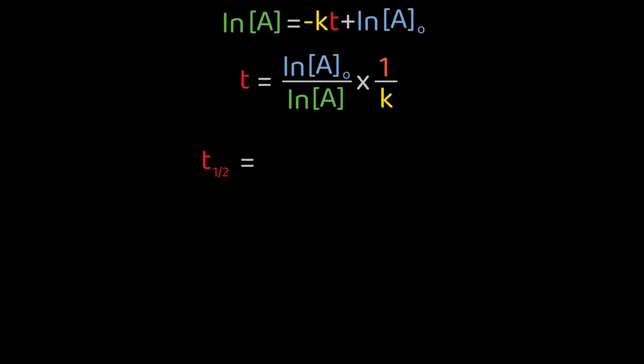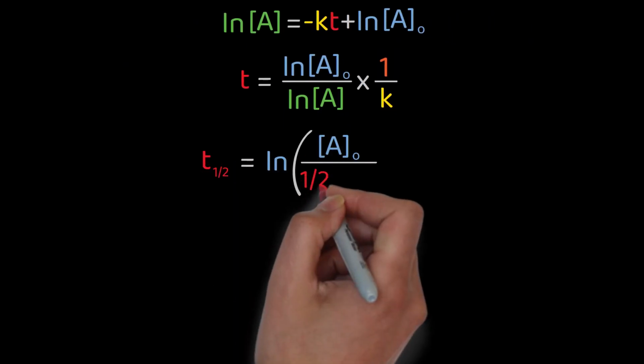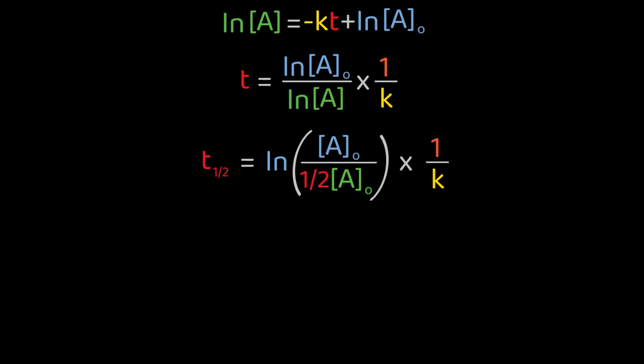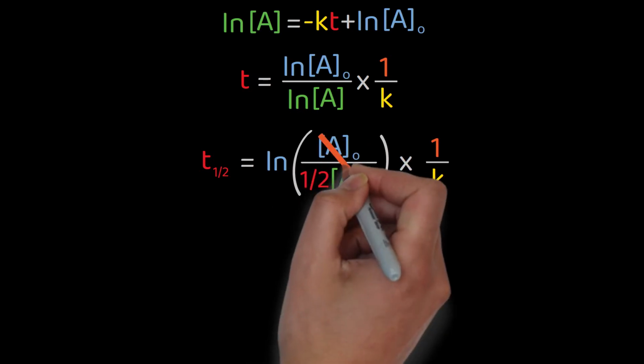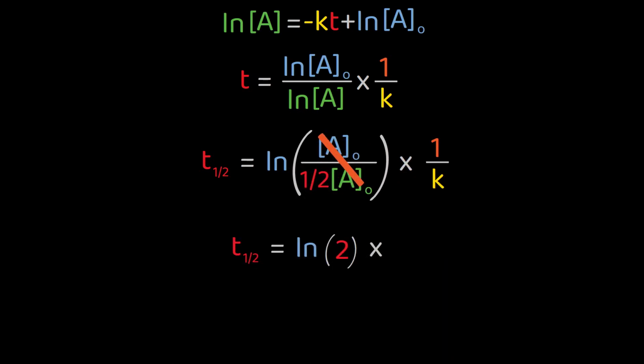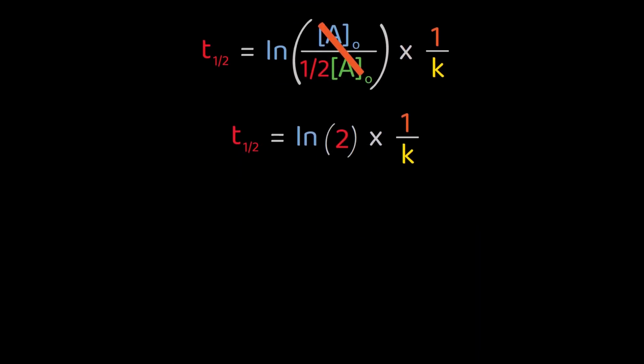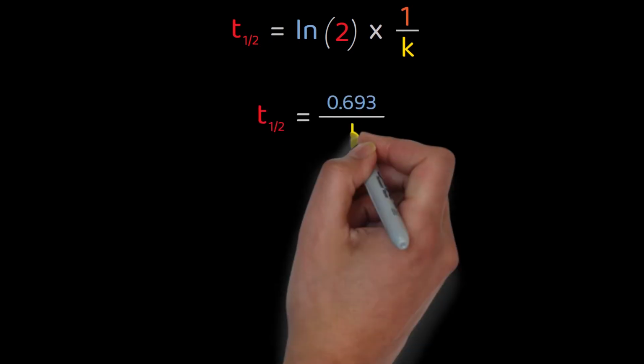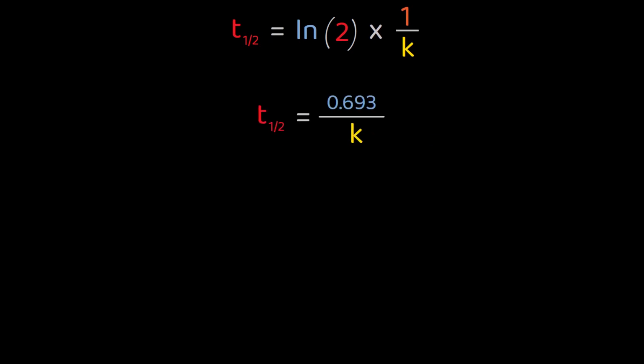Substitute the value of t as t1/2. The definition of half-life is when the concentration of reactant has been cut in half. So we can say that at t1/2, the concentration of A at that time equals 1/2 the initial concentration. We can drop that into our integrated rate law, simplify, and get t1/2 equals 0.693 divided by k.